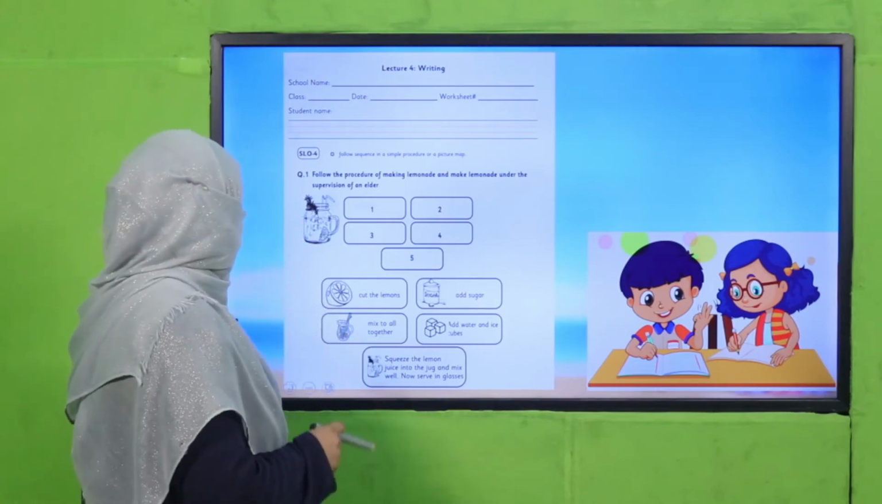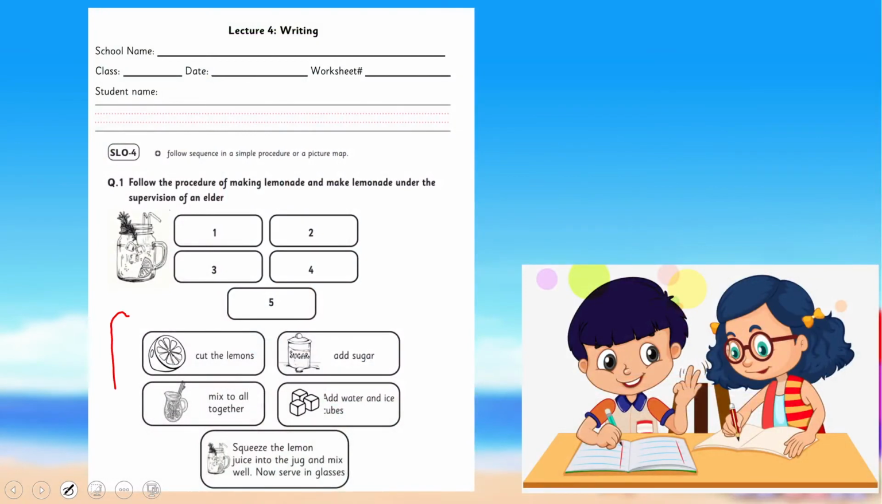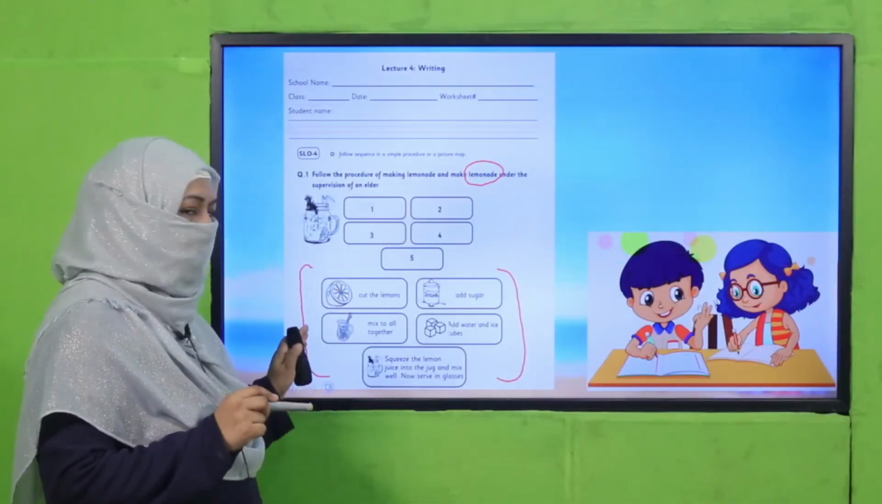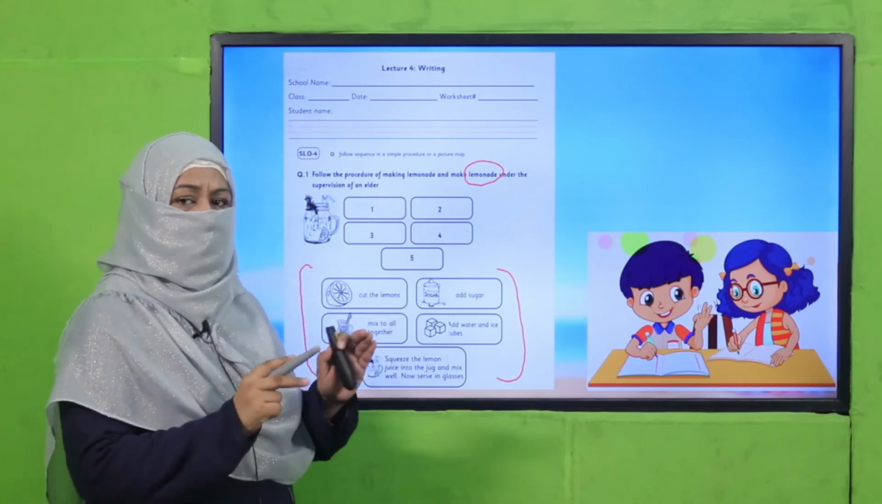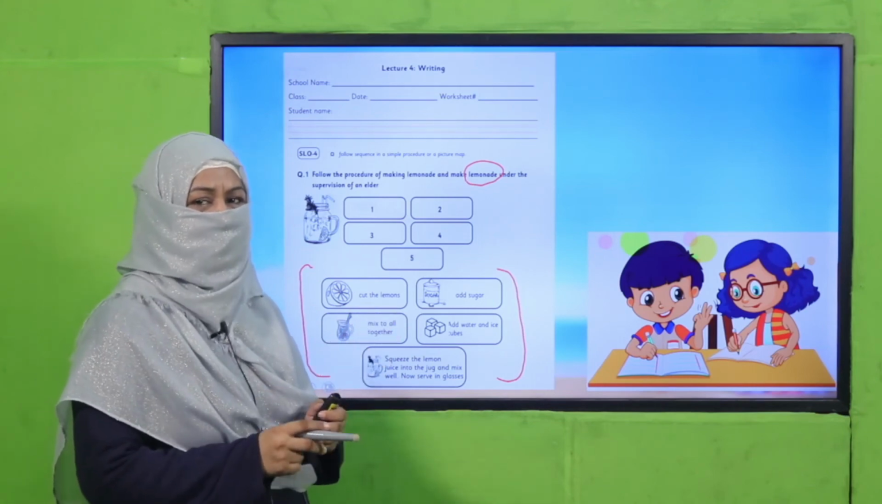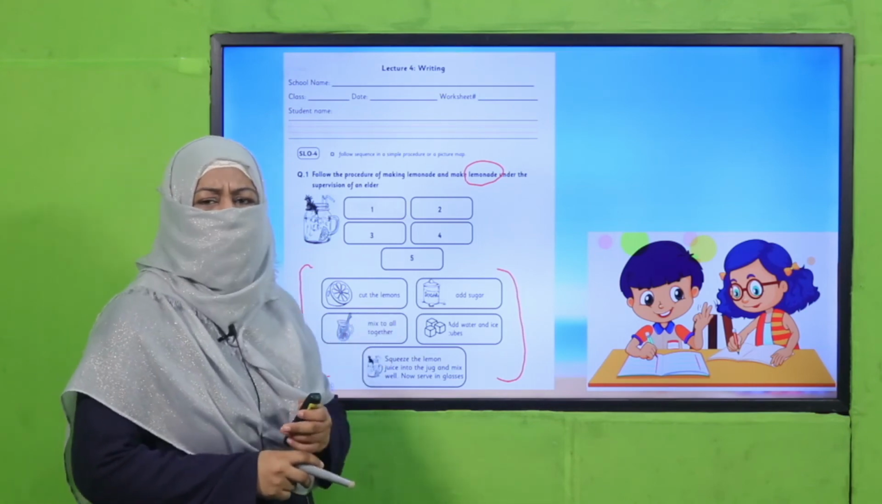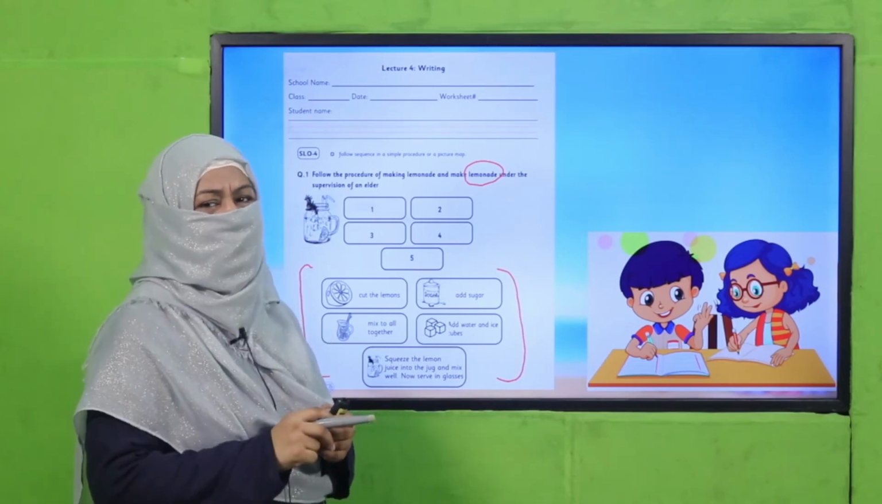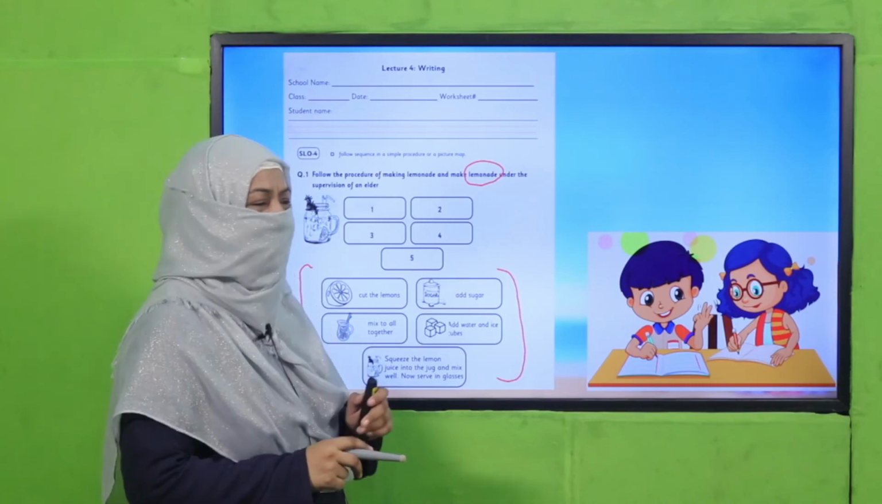And my dear children, what you are going to do, it is a procedure, right? An interesting procedure of making lemonade. So you have to find out in sequence which step comes first, second, third, fourth, and fifth. So all steps are given. You have to arrange them the way we do it to make a lemonade. If you don't know the procedure of lemonade, you can take help from your teacher or from your mother if you are doing it at home, right?